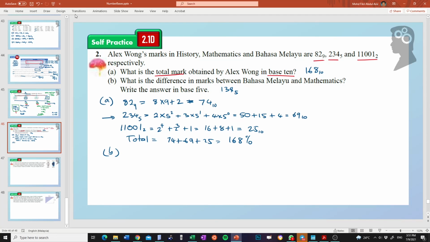Syafiq dapat dah soalan B? Soalan B je ya. Aimi dapat dah soalan B? Dapat cikgu? Dapat. Okay.